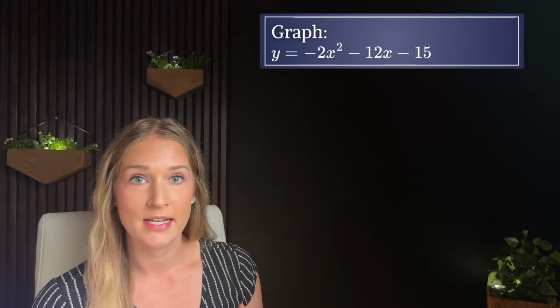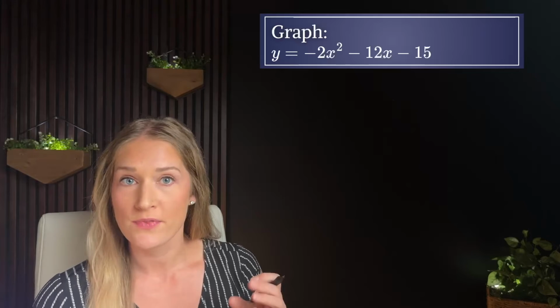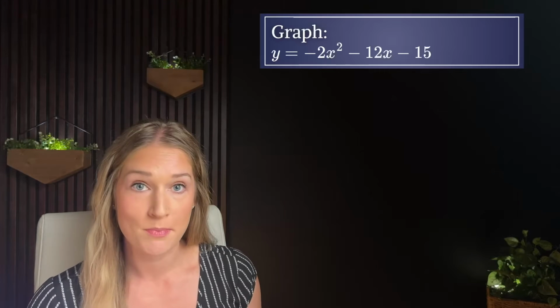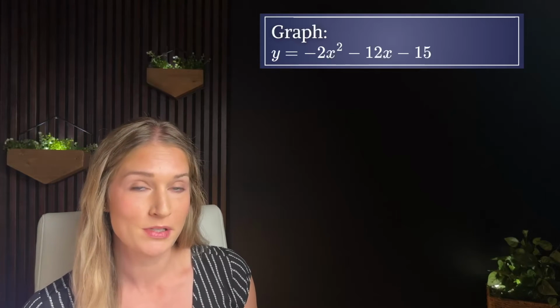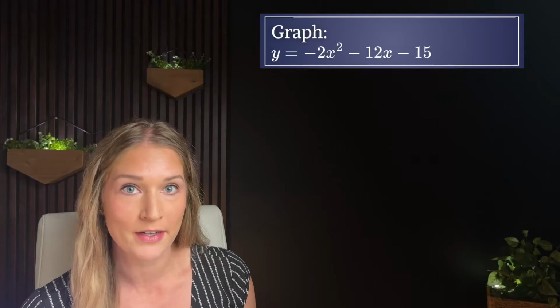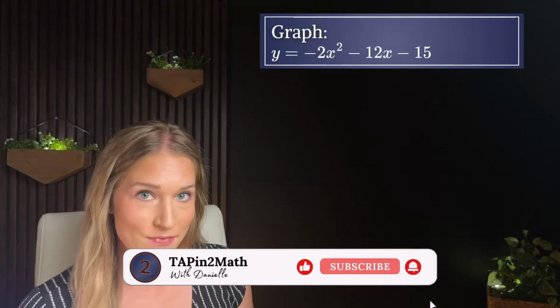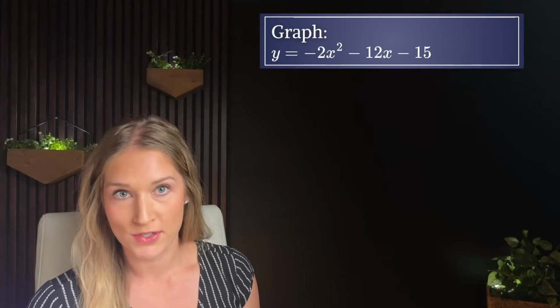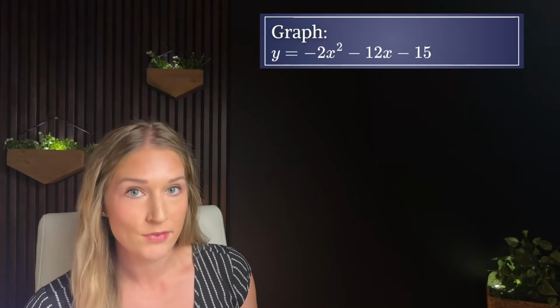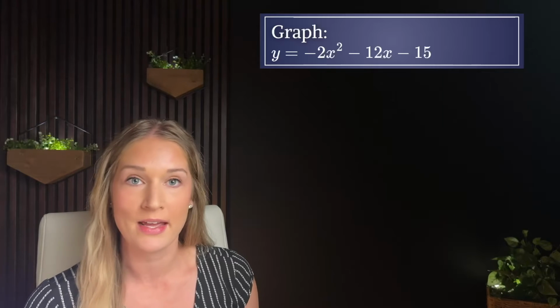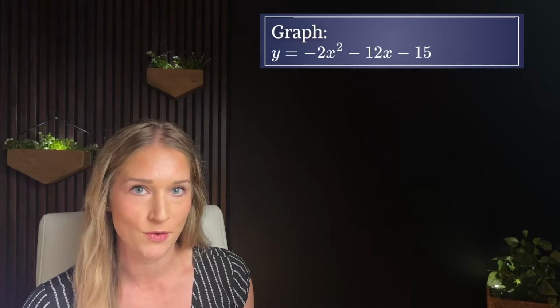Either they will take this equation here, find the vertex, create a table, and plot some points, or you could rewrite it by completing the square and transform it into vertex form. In today's video, I'm going to do the first of the two methods. I'm going to find the vertex, and then I'm going to plot some points on either side of the vertex and then sketch the graph from there.